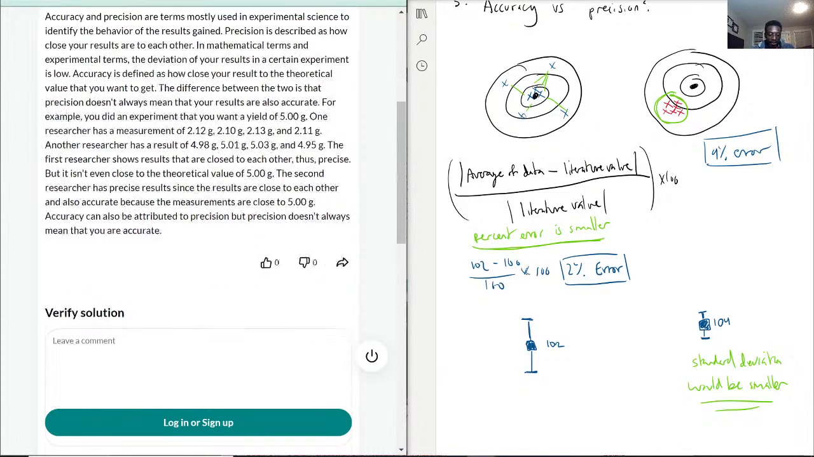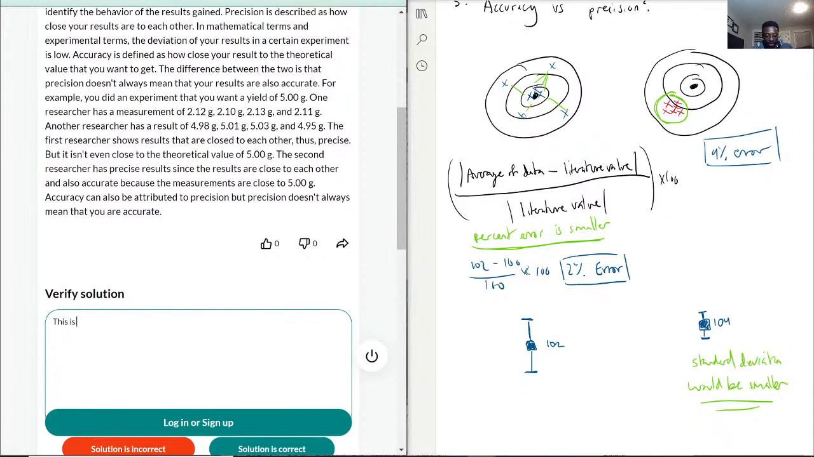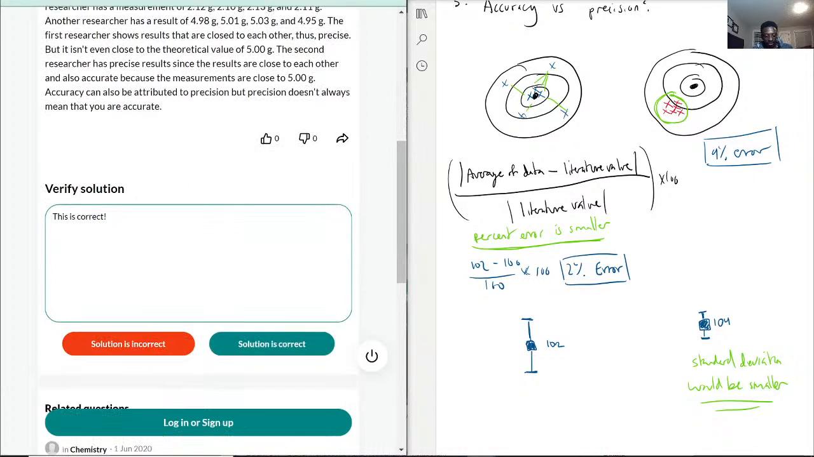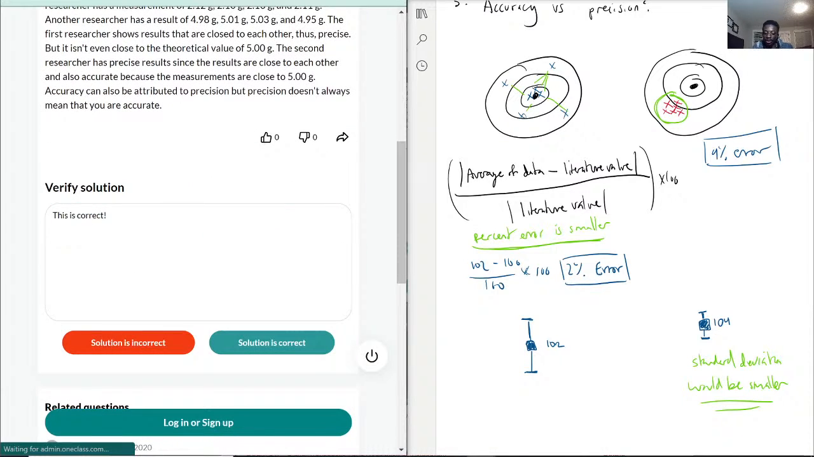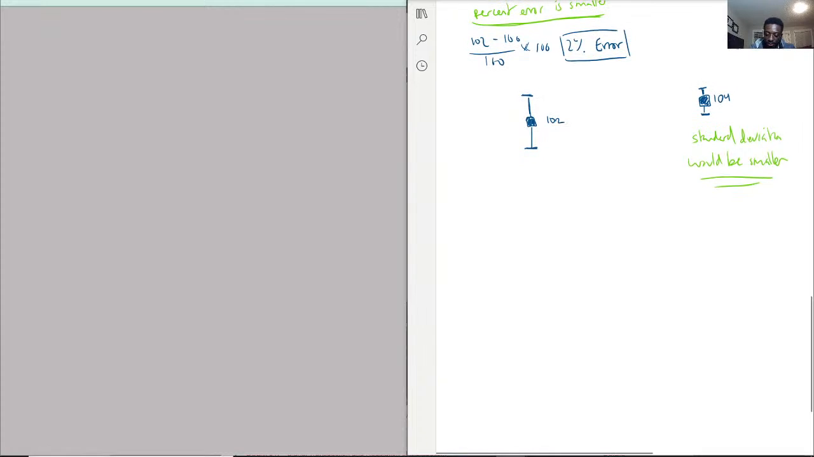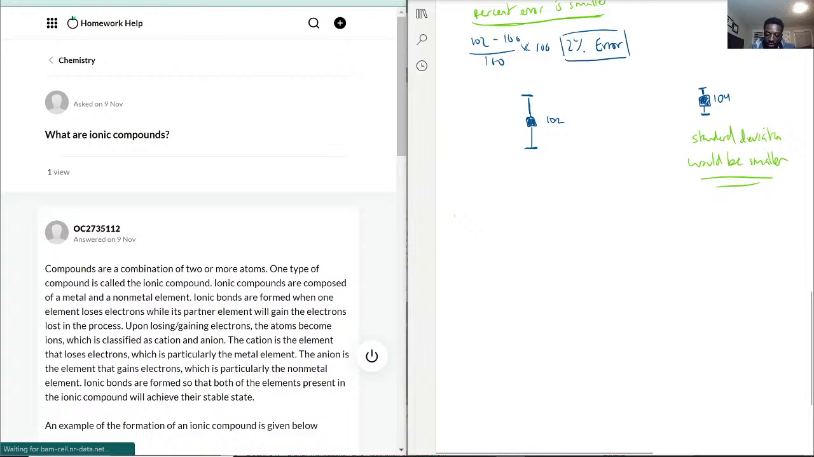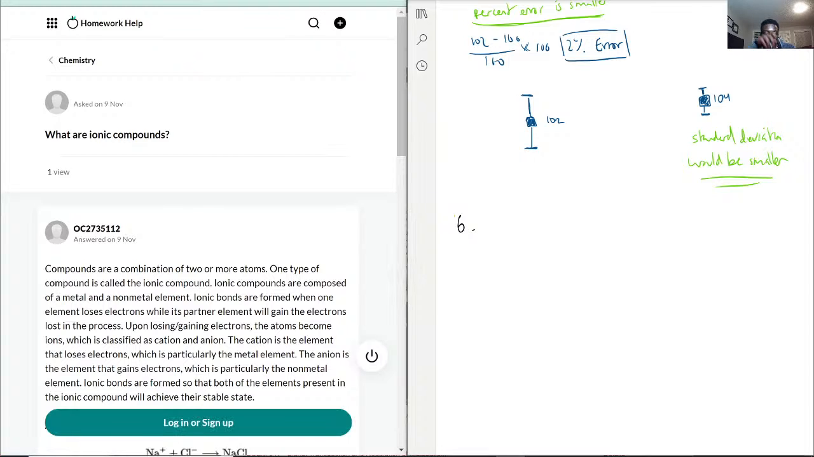So, with that being said, this is still correct. So let's move on to the next question. Number 6. What are specifically ionic compounds?